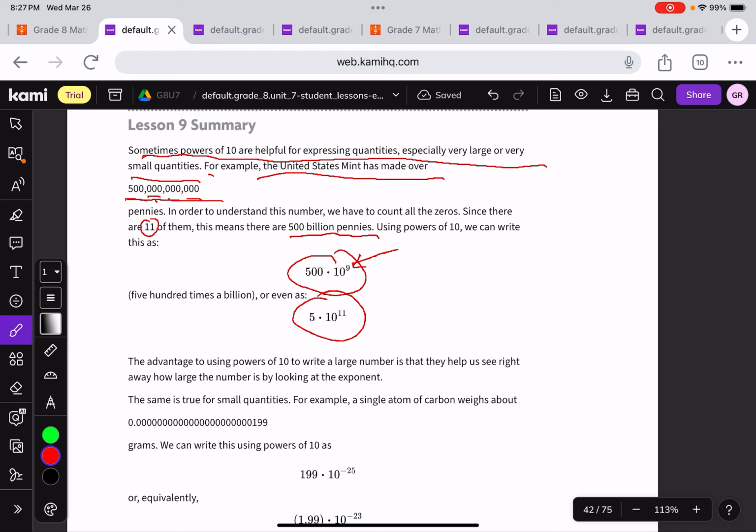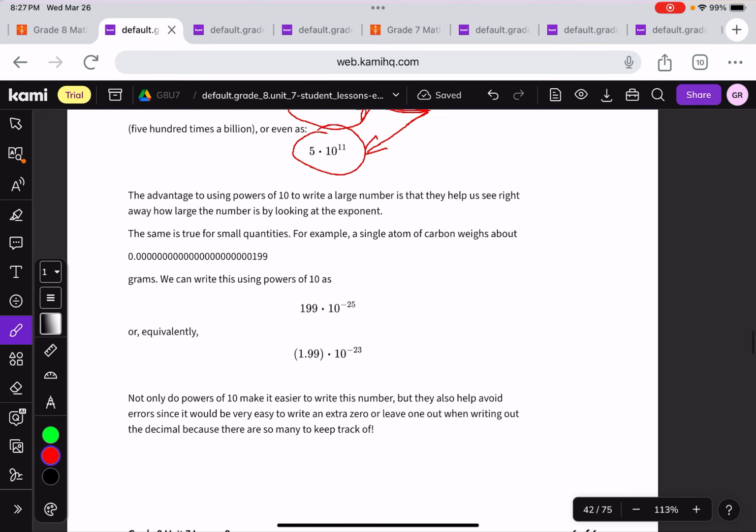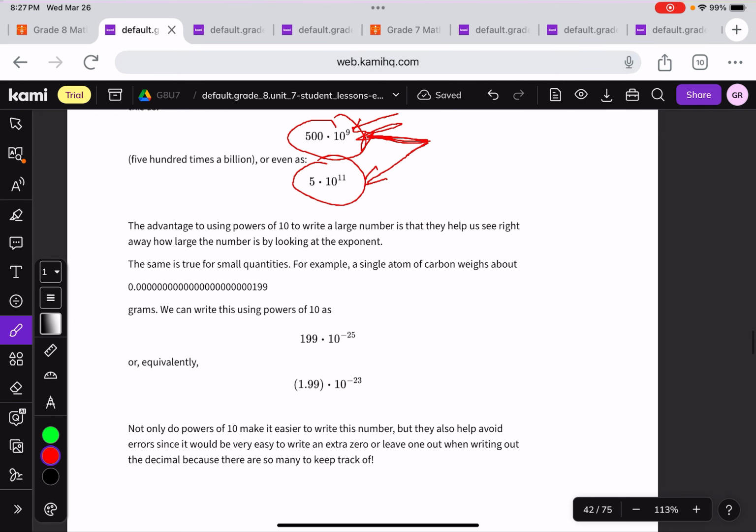So it's really important that we understand that this and this are the exact same thing. 500 times 10 to the ninth is the same thing as 5 times 10 to the 11th. Now here is a hard rule that we have to learn. I'll leave that there.